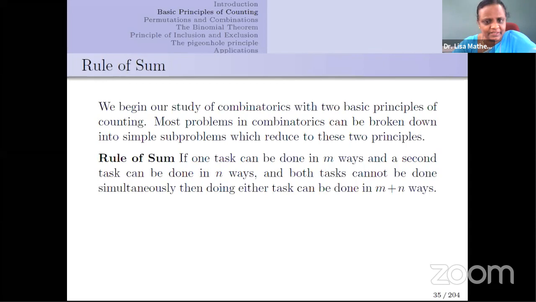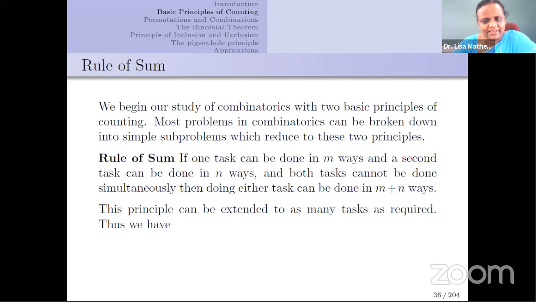Now the first rule is this: if I can do one task in m ways and I can do a second task in n ways, and both these tasks cannot be done simultaneously, and I want to do either A or B, then I can do either A or B in m plus n ways. Now this rule can be extended to as many tasks as I want.